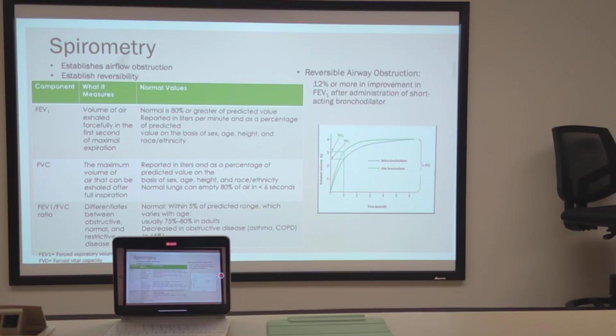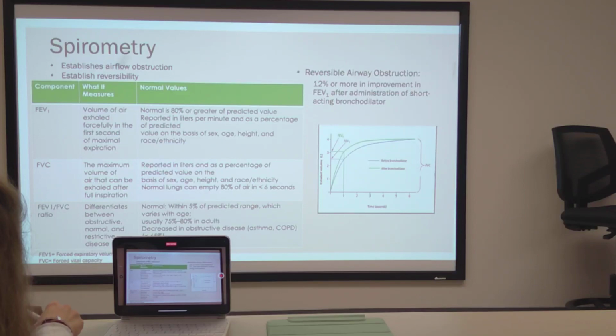This is only done in an inpatient setting, so it's not something that a patient can just do at home, like a spirometry test. And this typically takes anywhere between 15 to 45 minutes. So what's happening is we're establishing your airflow obstruction. During the spirometry test, we're basically measuring the FEV1 and FVC, and we measure this three times, okay?